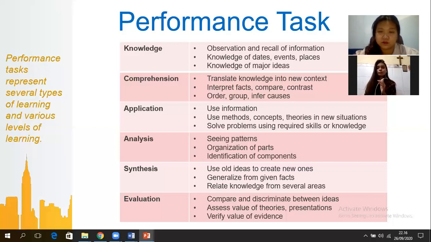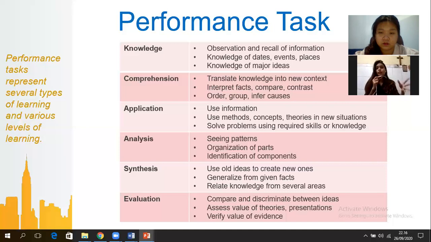And then the fourth one is analysis, where the teacher sees the patterns, the organization of parts, and the identification of components. And then synthesis, that's using old ideas to create new ones. For example, they get the ideas from the previous meeting, from the previous class, and then they use that idea to create a new one.